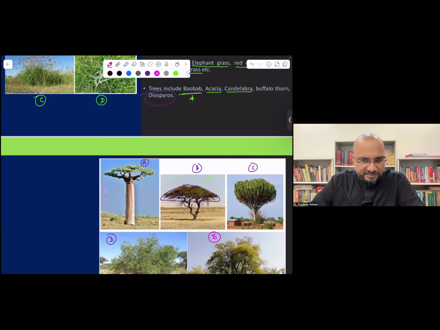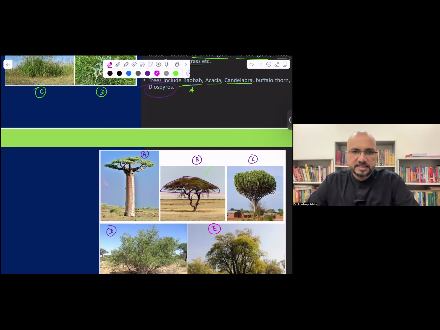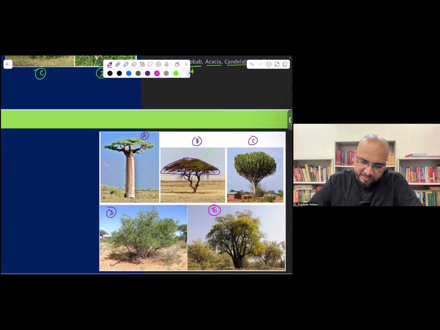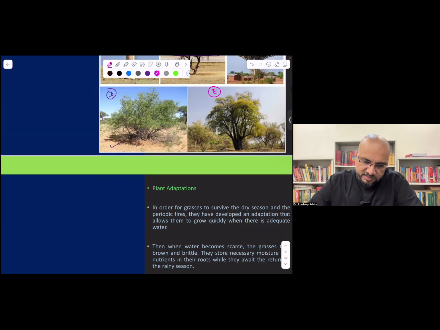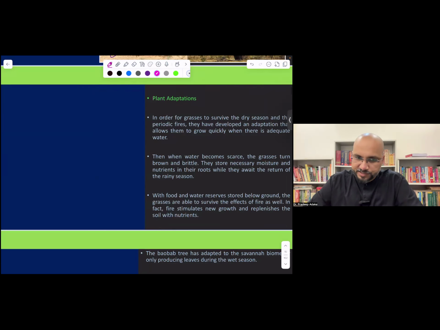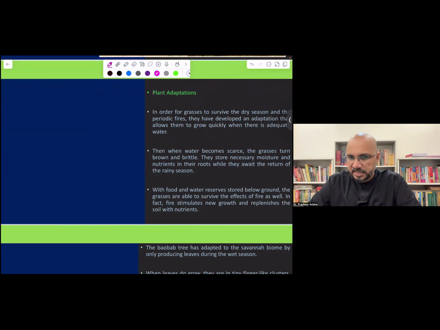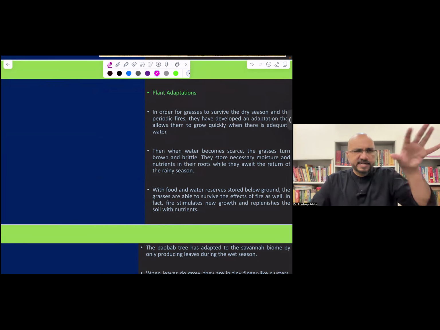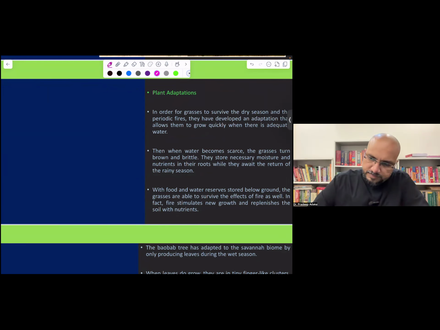Not exactly cactus. The leaves are thick, the branches are thick. That is why it looks like cactus. Now, what are the plant adaptations? So you have seen the grasses, mainly dominated by grasses. Here and there you can see trees. Now, what are the different adaptations that you see commonly in the flora?